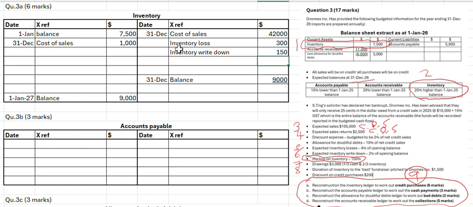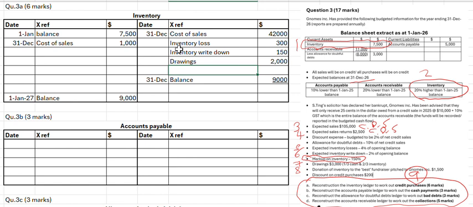So drawings, be careful with these fractions. Often students get the wrong way around. They'll put in the cash figure rather than the inventory. So we just take 2/3 of 3,000. 1/3 would be 1,000. 2/3 is going to be 2,000. So this is going to be a $2,000 credit because it's reducing our inventory. And we just cross-reference that with drawings.